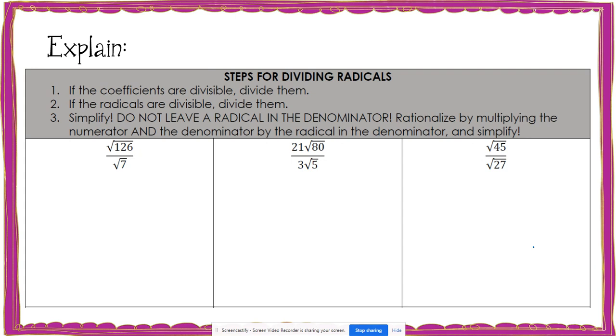To divide radicals, you are going to look at coefficients first, if you have any coefficients. If you have them, you would divide them if they can be divided. If you have radicals, you're going to divide the radicals if they can be divided. If they cannot be divided, you also want to look for common factors. So also divide common factors which will cancel each other out.